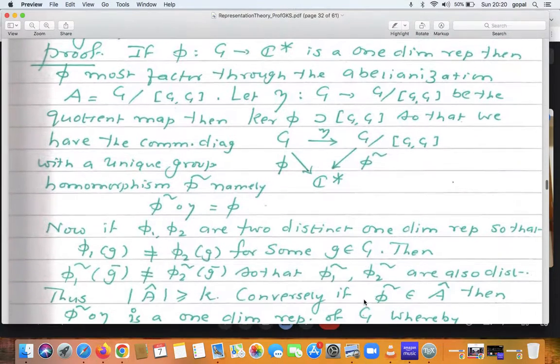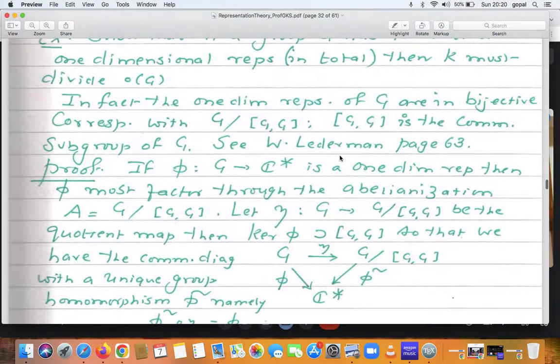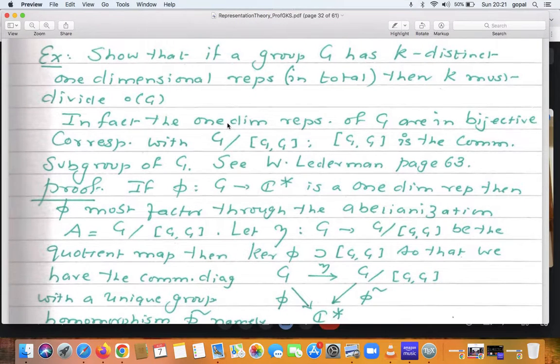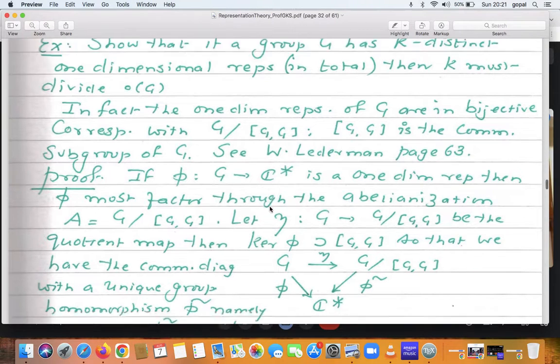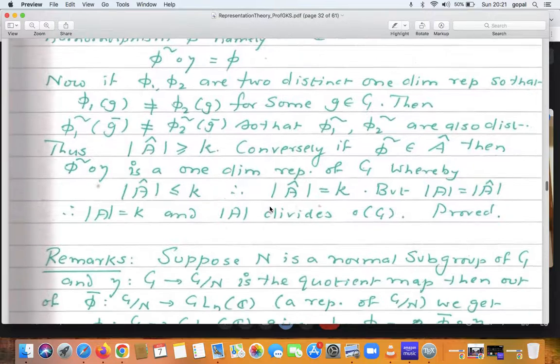Is this clear? What we have done? This idea of going through the abelianization says that the one-dimensional representations of G are in bijective correspondence with the abelianization. This is going to be very useful to find representations actually. Clear? Everybody? Yes, sir.